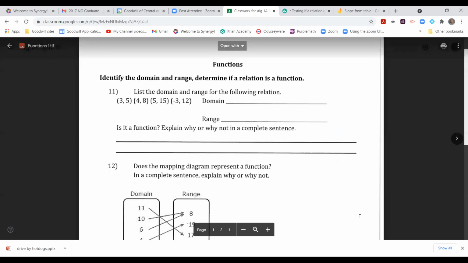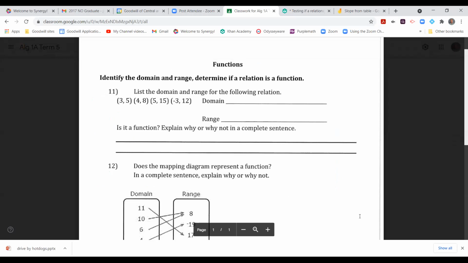Here's where domain and range comes in again. When it says list the domain and the range, all we're doing is putting the list of numbers together. The domain are all the x values. So for number 11, this example here, our x values would be 3, 4, 5, and -3. The range would be all the y values, 5, 8, 15, and 12.